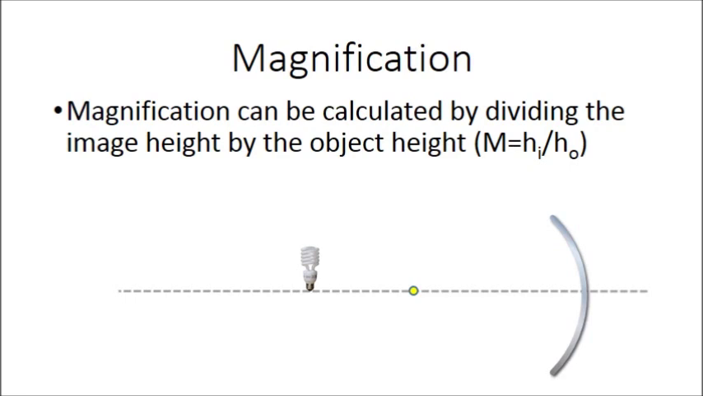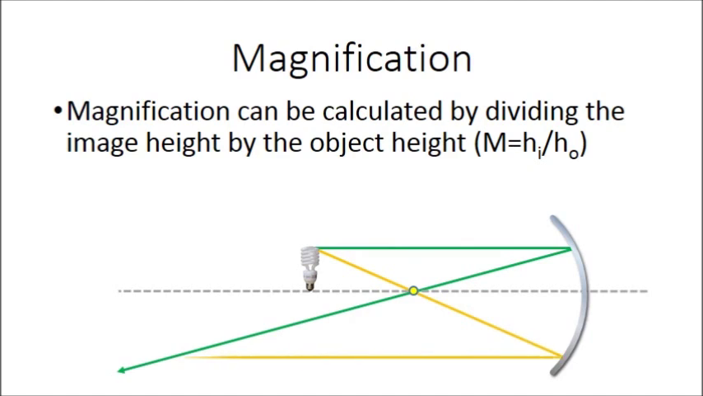All right, now let's look at calculating magnification. Magnification can be calculated by dividing the image height by the object height. So magnification equals HI divided by HO, or hi-ho. You know, like hi-ho, hi-ho, it's off to work we go. I would just remember that song. It's easier than remembering the equation.